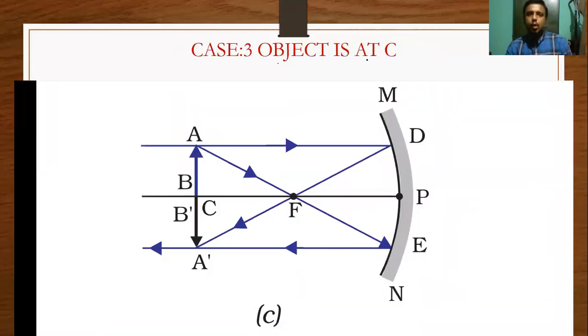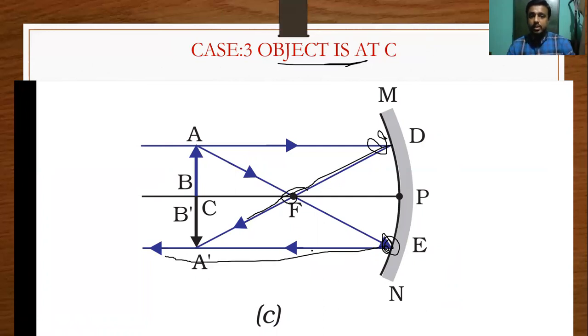This is the third case, when the object is at C, which means the object is at the center of curvature. Here you can see the object AB. Similarly, two rays are passing from A. One strikes the point D, parallel to the principal axis, and intersects the principal axis at point F, the principal focus. Another ray comes through the principal focus and strikes the point E, and it is reflected as the ray EA dash. The ray EA dash and the other reflected ray intersect at this point, and here the real and inverted image A dash B dash is formed.